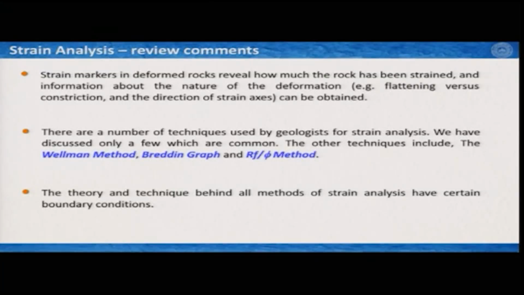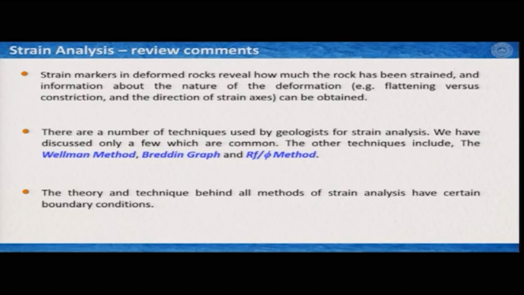Before I conclude this lecture, I would like to give you some remarks that I gave in the very beginning as well. Strain markers in deformed rocks reveal how much the rock has been strained, and you can get information about the nature of the deformation, that is whether it is flattening or constriction, and the direction of strain axes. There are a number of techniques. I have just given you some very commonly used ones that can easily be operated in the field, with your computer, or with a piece of paper.